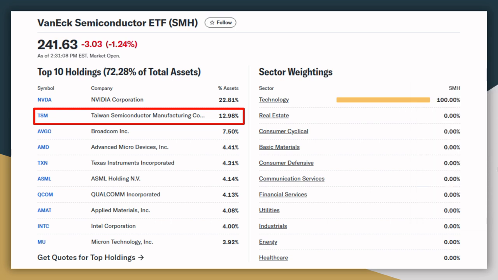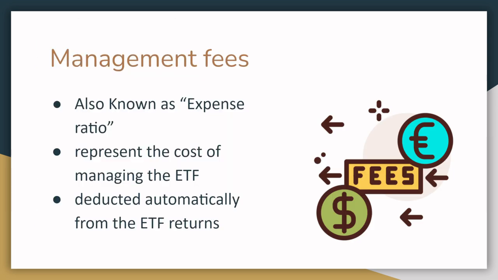Another thing that is worth talking about is management fees. ETF management fees, often referred to as the expense ratio, represent the cost of operating and managing the fund, expressed as a percentage of the fund's total assets. These fees are deducted automatically from the fund's returns and cover expenses like portfolio management, administration, and legal compliance. One of the key advantages of ETFs is their low expense ratios compared to mutual funds.